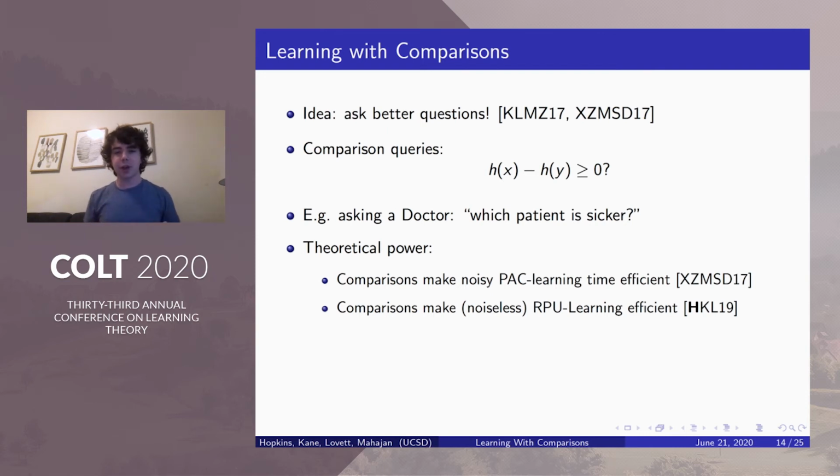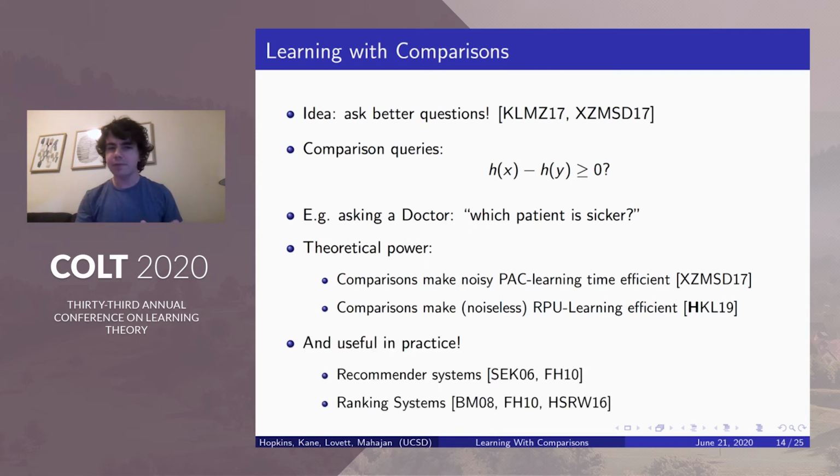So a couple of years ago, it was proved that comparisons can make PAC learning time efficient in the Tsybakov noise model, which is a fairly strong noise model where usually we can't get time efficiency. And just last year, we proved that comparisons actually make, in a noiseless setting, RPU learning efficient, only logarithmically more expensive than PAC learning. And so it's worth noting that this isn't just some theoretical thing we've pulled out of the void. Comparison queries have been used in practice for decades, both in recommender systems and in ranking systems.